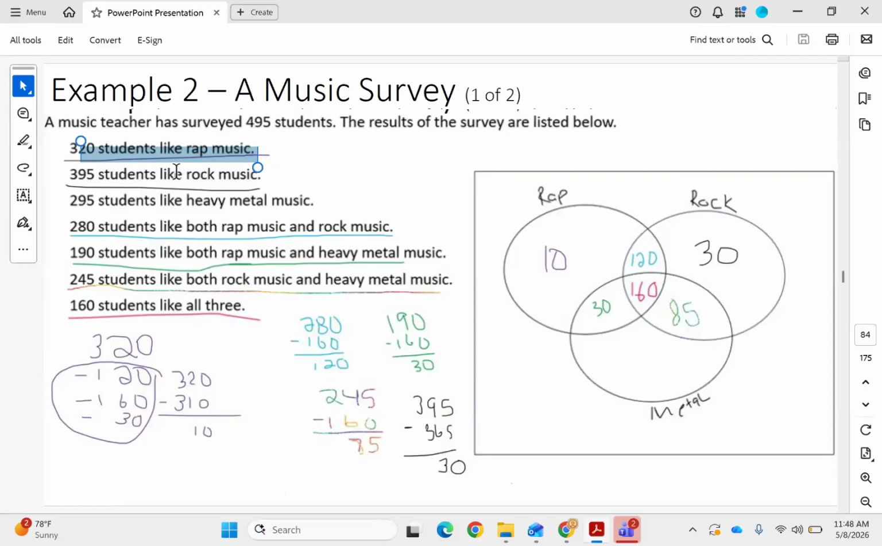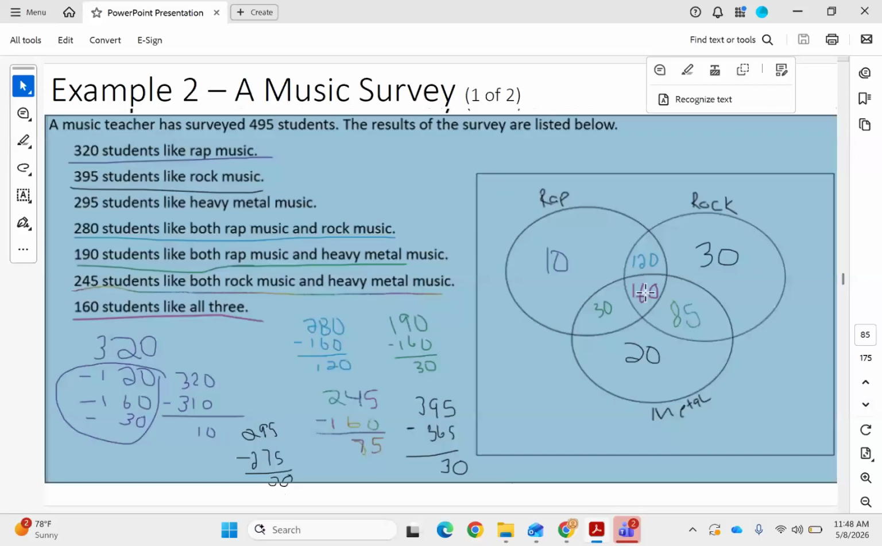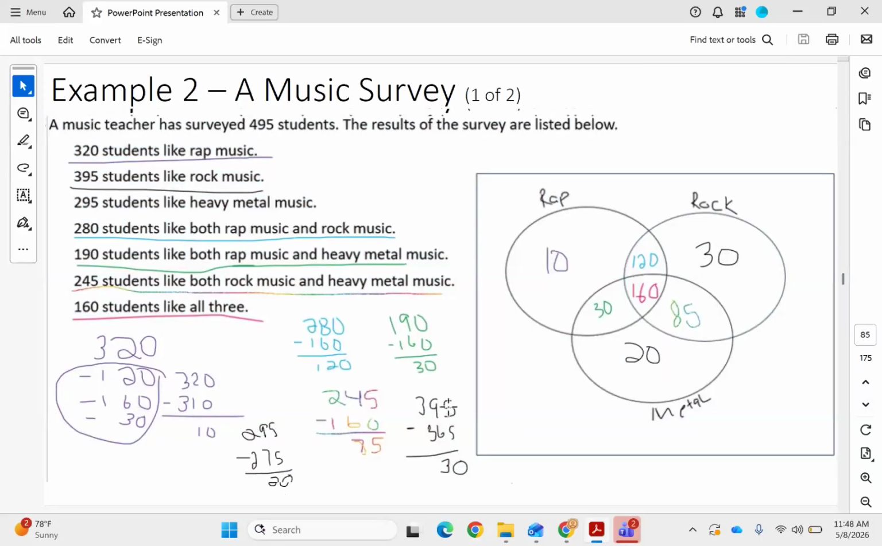And you could do the same thing for rock. 395, subtract everything that is on the circle already. I did write some of those things, they're right here. So you can add all of these numbers, 120, 160, and 85, and subtract them from 395. And that gives you 30, and that's how you find that 30. Similarly, use the 295, subtract the sum of the numbers that are already inside the circle, and that tells you how many only like heavy metal.